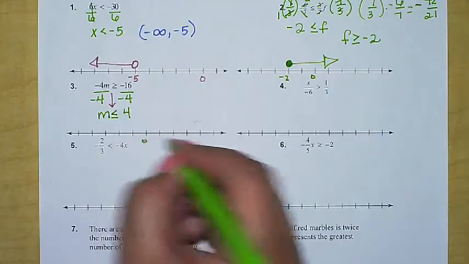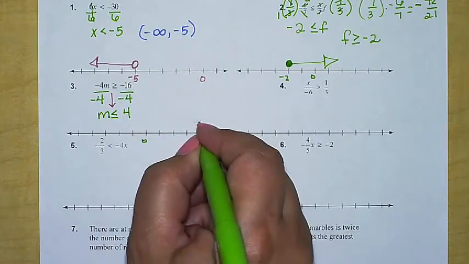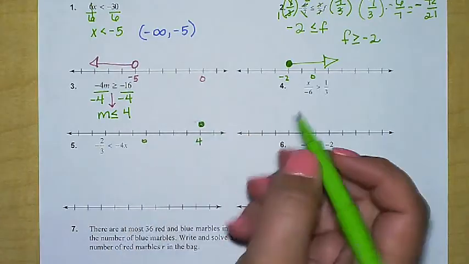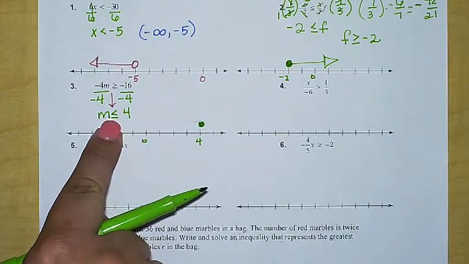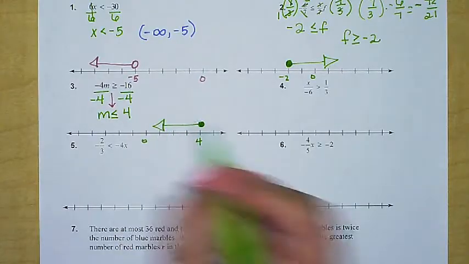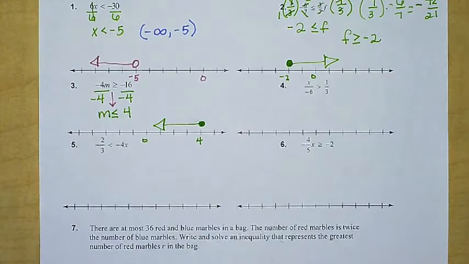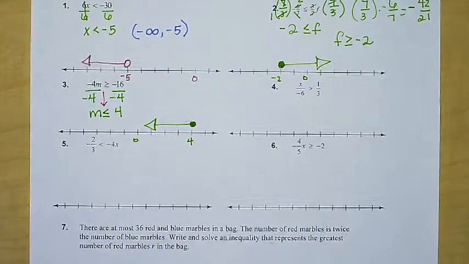So maybe I'll put my 0 right here. 1, 2, 3, 4 would be right there. This would be a closed circle because it includes 4. And I want everything less than 4, so to the left, just like that. Okay. Let's try number 4.